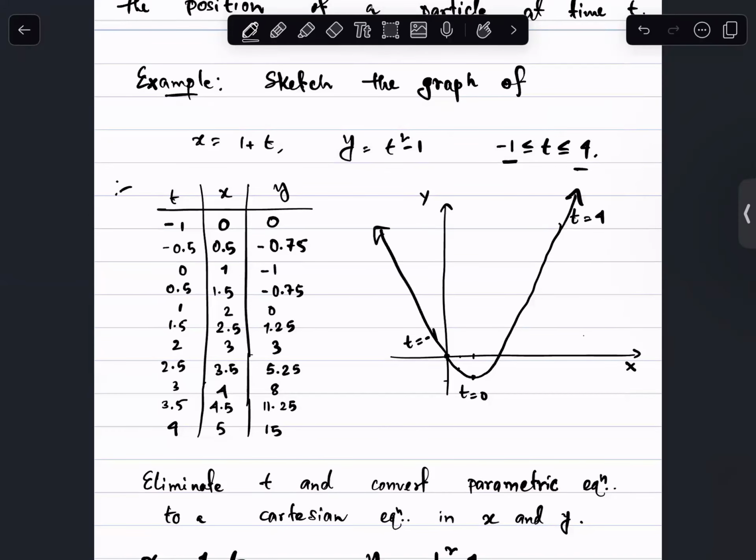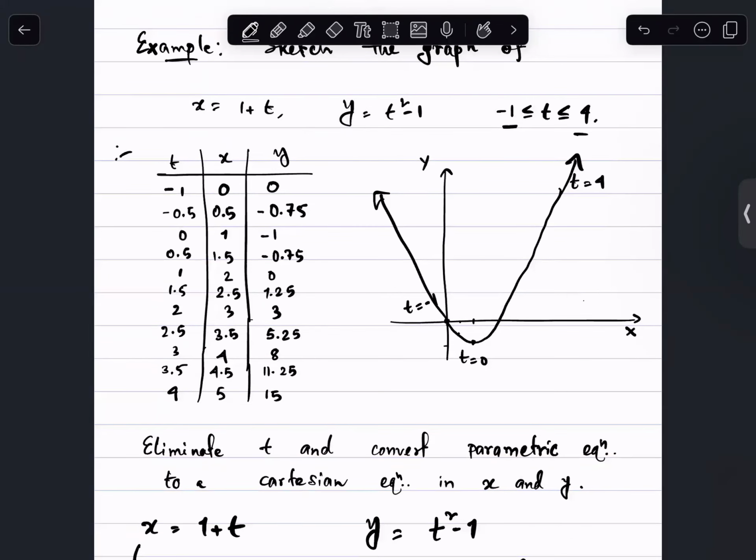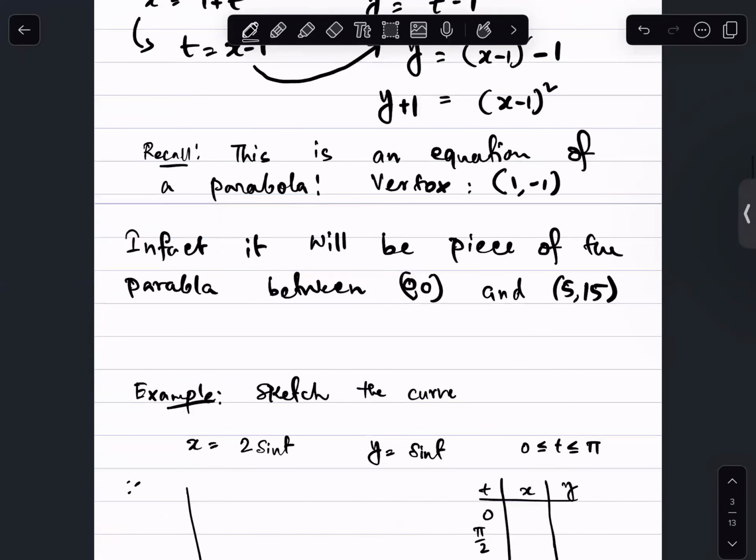It should go on and on and on. But for this parametric equation, the graph should be restricted from the origin to this point, right? That's what I have written, that it'll be a piece of parabola from 0, 0 to 5, 15. 0, 0 is due to t equal to -1, and this is due to t equal to 4.